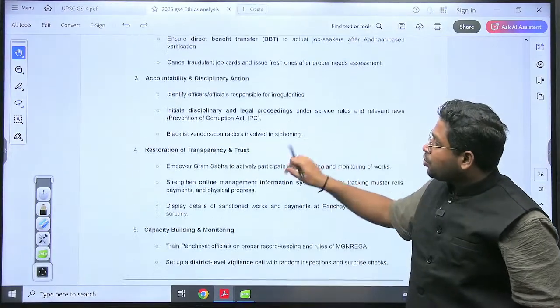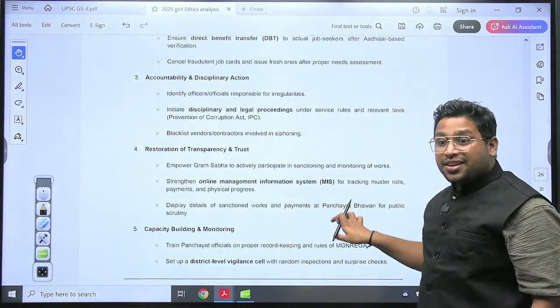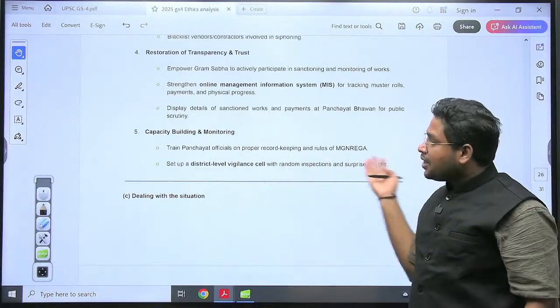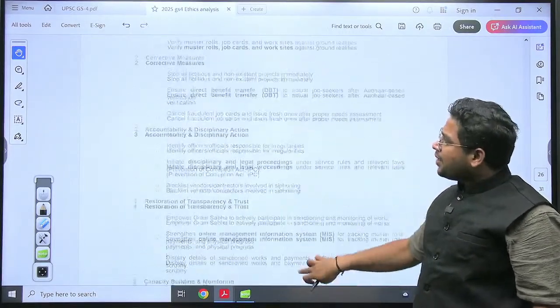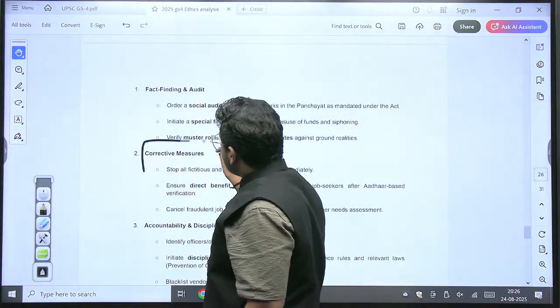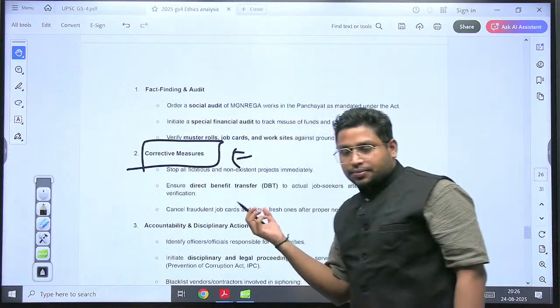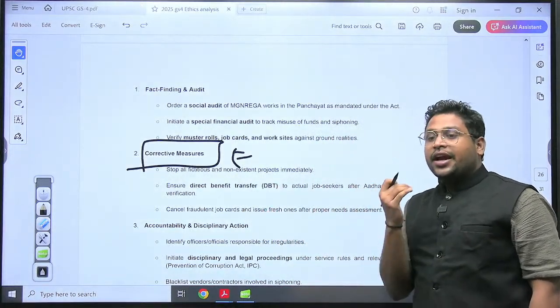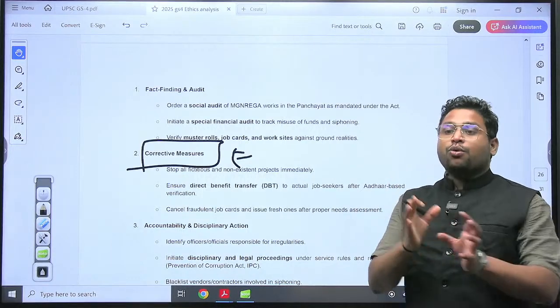Accountability will be ensured. Restoration of transparency and trust will be brought in. And we will monitor rightly, capacity building will be done. This is the basic thing that we can understand from this. This is the part you can focus more on in the answer. Be very detailed, write down this corrective measure part for both sides.